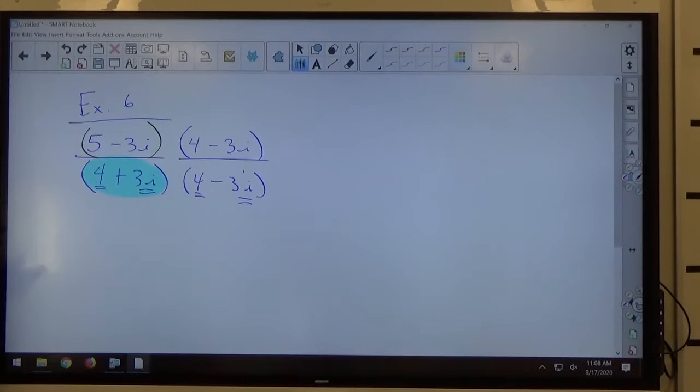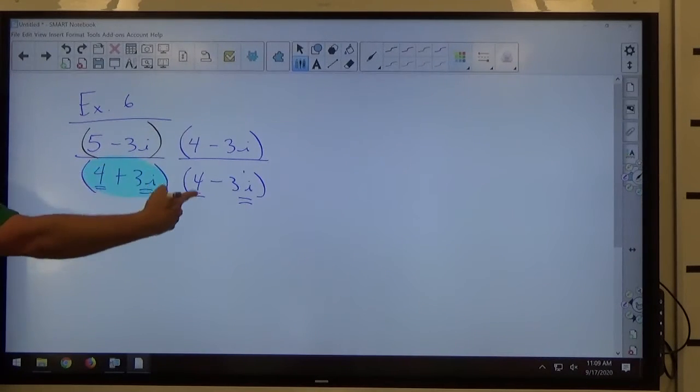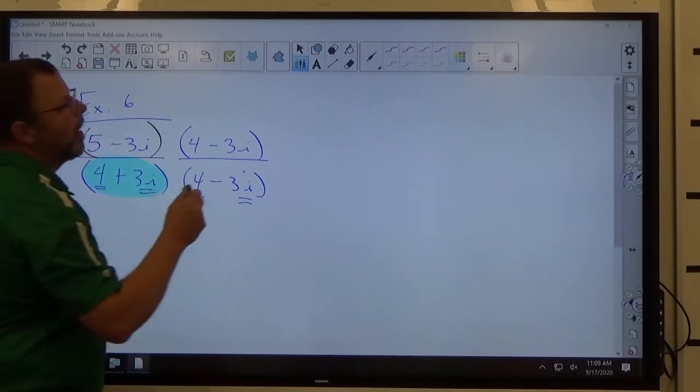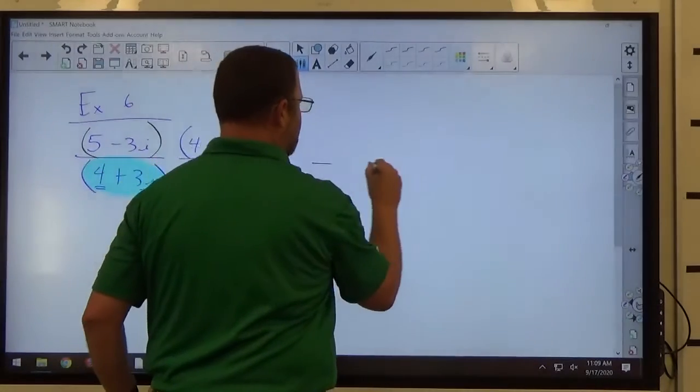And again, this is as complicated as they're going to get. A binomial on top, binomial on bottom, and the technique is exactly the same. Make a conjugate, multiply top and bottom by the conjugate, and then simplify as much as possible. On top, that simplification looks like this. I'm going to put a fraction bar here for the top.